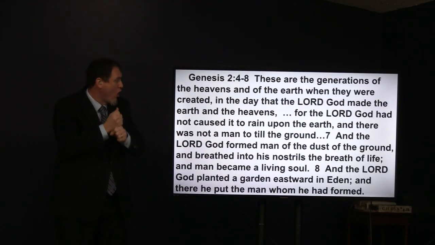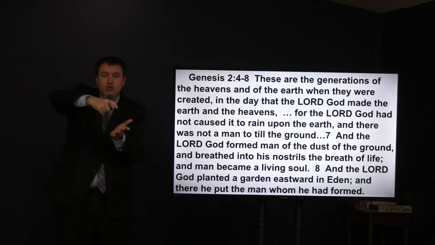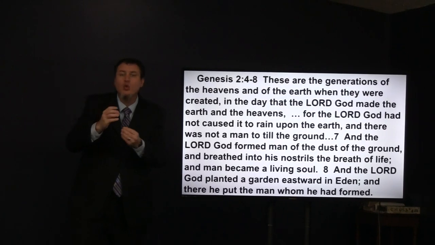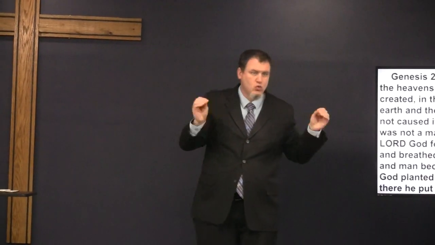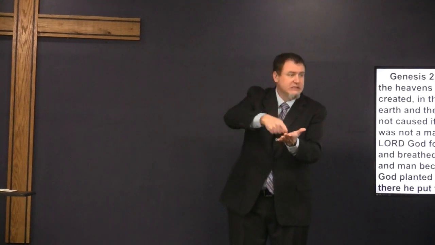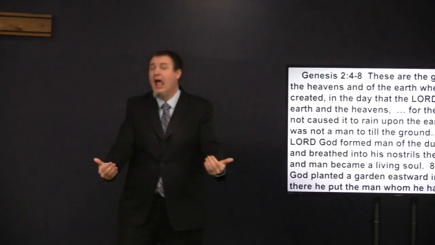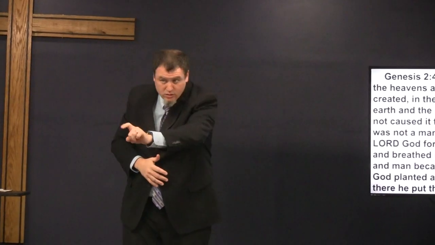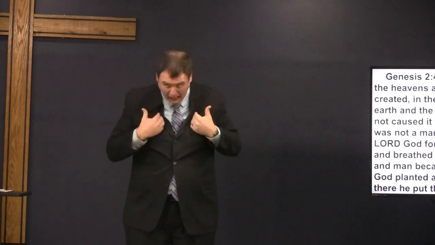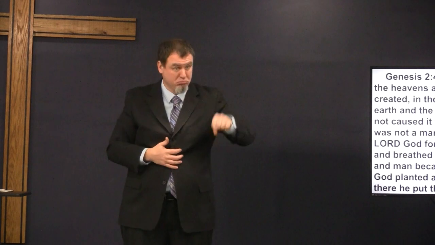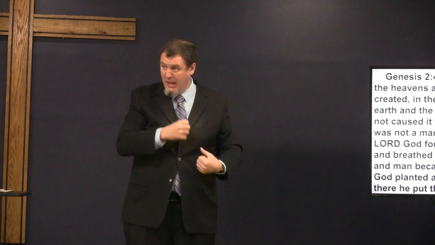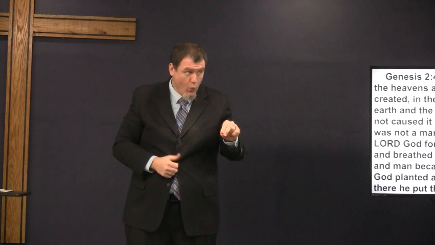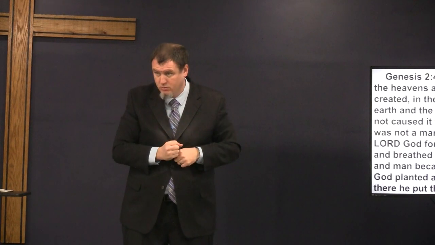In verse 5, for the Lord God had not caused it to rain upon the earth, and there was not a man to till the ground. So there were no farmers, Bill, yet. There was no man to till the ground. So, did that mean that there were trees? Yes. Was there grass? Yes. Was there fruit? Yes. Were they man-made? No. God made them.